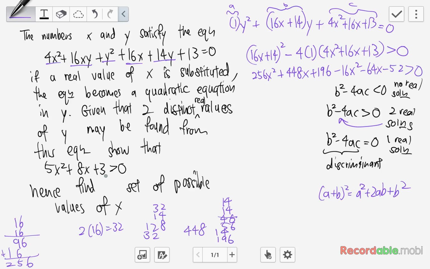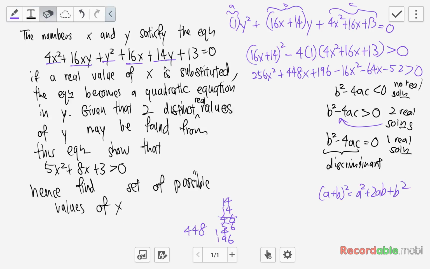I'm supposed to show that 5x squared plus 8x plus 3 is greater than 0, so I will remove these workings first, so there is some space and it's not so confusing.